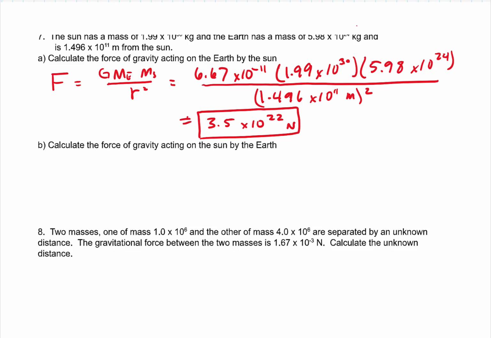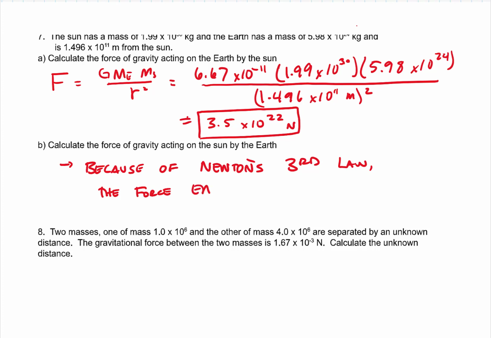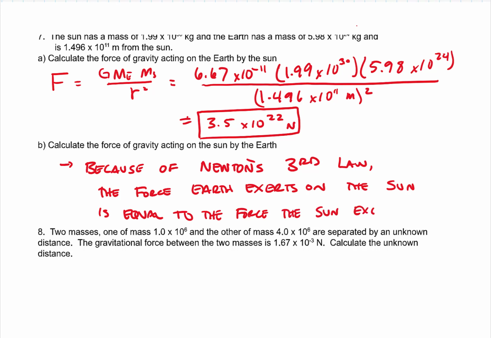Now, it turns out that because of Newton's third law, the force Earth exerts on the sun is equal to the force the sun exerts on the Earth. It's going to be the same because of Newton's third law.